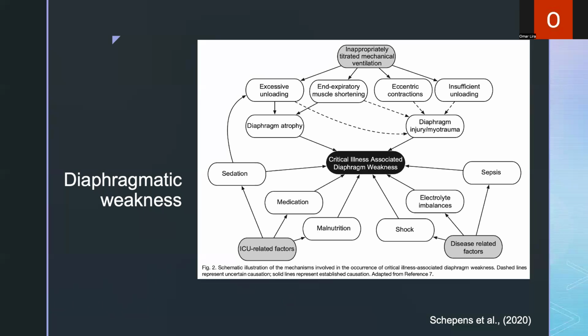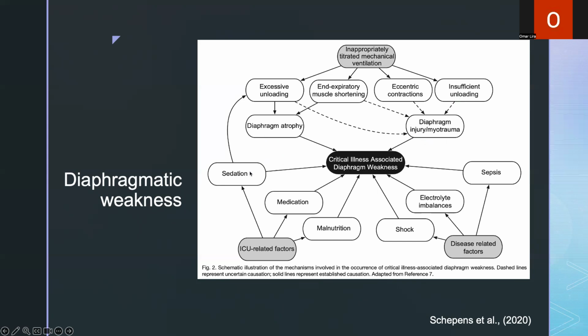Diaphragmatic dysfunction can be caused by several factors under mechanical ventilation in the ICU. There are four kinds of myotrauma from mechanical ventilation: what is known as ventilator over assistance or excessive unloading, excessive expiratory shortening, eccentric muscle contraction, and insufficient mechanical ventilation settings or unloading that can lead to diaphragmatic injury, myotrauma, or diaphragmatic atrophy.